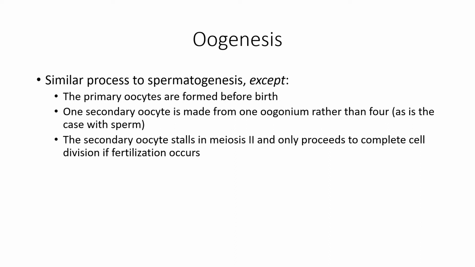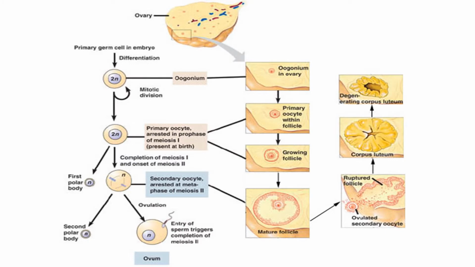The secondary oocytes that are ovulated starting at puberty are made from one oogonium, rather than producing four like we see with sperm. So we don't end up with four viable cells as a result of oogenesis. Finally, the secondary oocyte doesn't complete meiosis. It stalls in meiosis 2, and only completes if that cell has been fertilized. So there are a lot of profound differences here that we're going to talk about as we move through this process. So let's take a look.